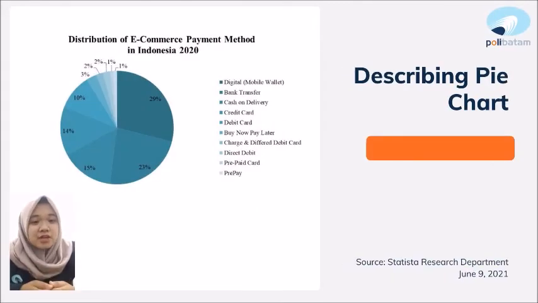Okay, in this slide, I'm going to explain how to describe a pie chart. The pie chart represents the e-commerce payment methods in Indonesia in 2020. As we see in the chart, it's clear that the most used e-commerce payment is digital payment, or we can say mobile wallet. Mobile wallet takes 29% of e-commerce payment in Indonesia.